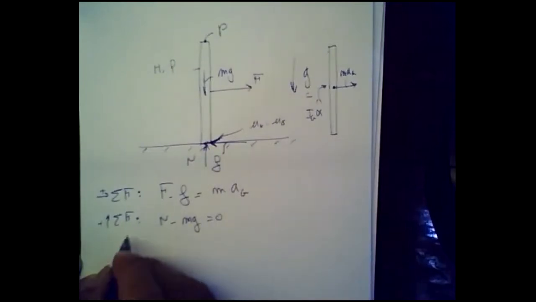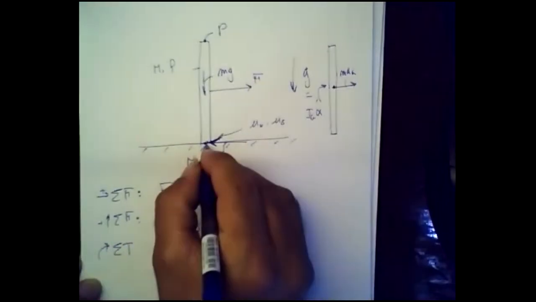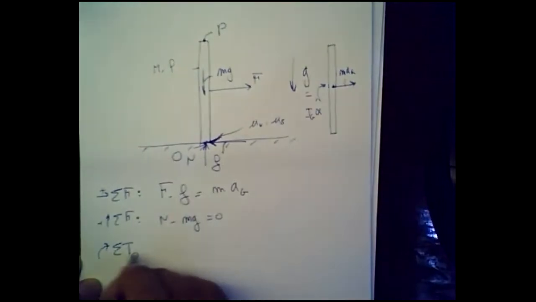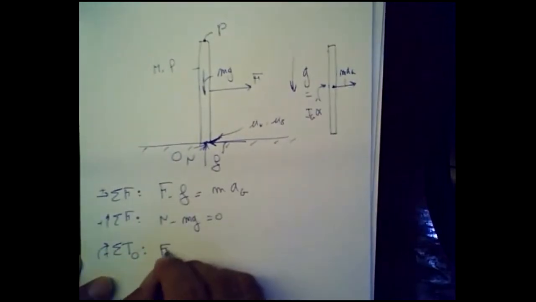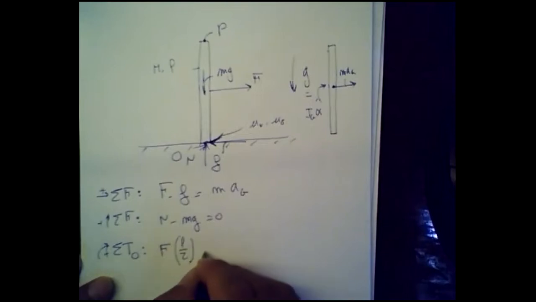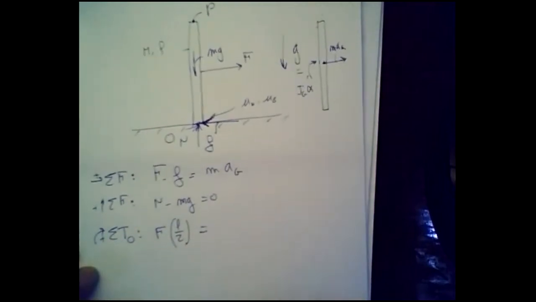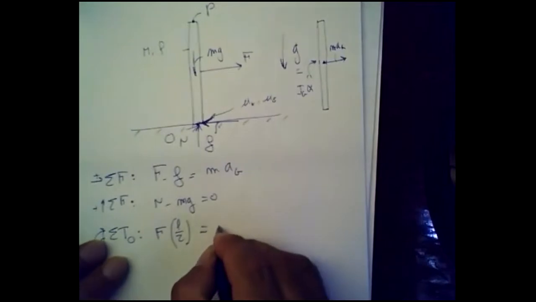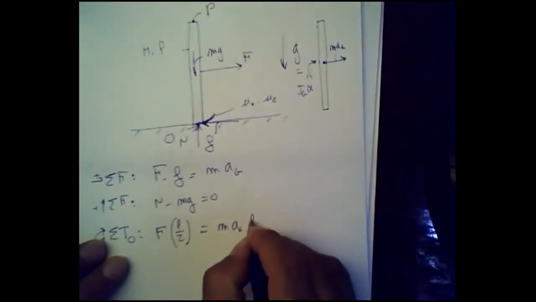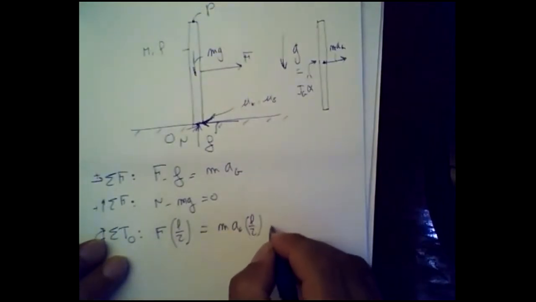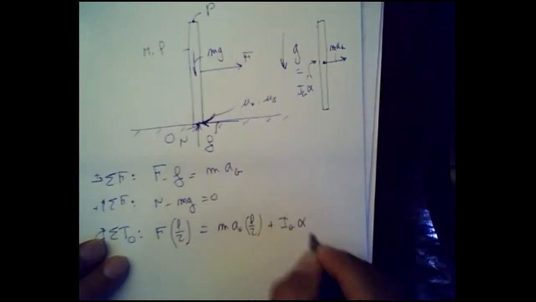So what is the third equation that I'm going to use? The third equation, I'm going to sum the torques about this point O. So I'm going to have F multiplied by L over 2 equal to M AG times L over 2 plus I_G alpha.